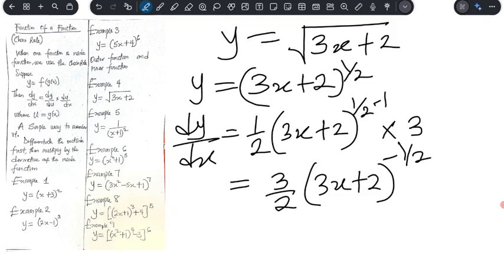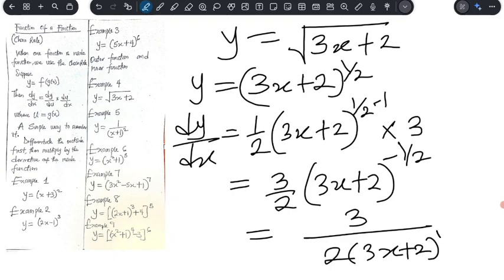So we can still write this as 3 over 2 times (3x + 2) raised to power half. It will become positive because the minus will make it come down. So this is just how example 4 looks like.